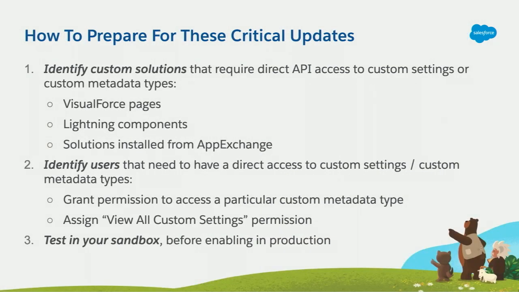So how can you prepare for these critical updates that are coming? There are 3 major steps. First, identify whether your org is actually using custom metadata types and custom settings. Maybe you would look at custom solutions that you're using, such as Visualforce pages, maybe some Lightning components, or any packages you've installed from the AppExchange that use custom metadata types or custom settings. Once you've decided that yes, you're affected, look at which users need that access, and then you can grant the right permissions to them, to either the custom metadata types and or the custom settings. And finally, last but not least, test those settings in your sandbox environment before you enable them in production.